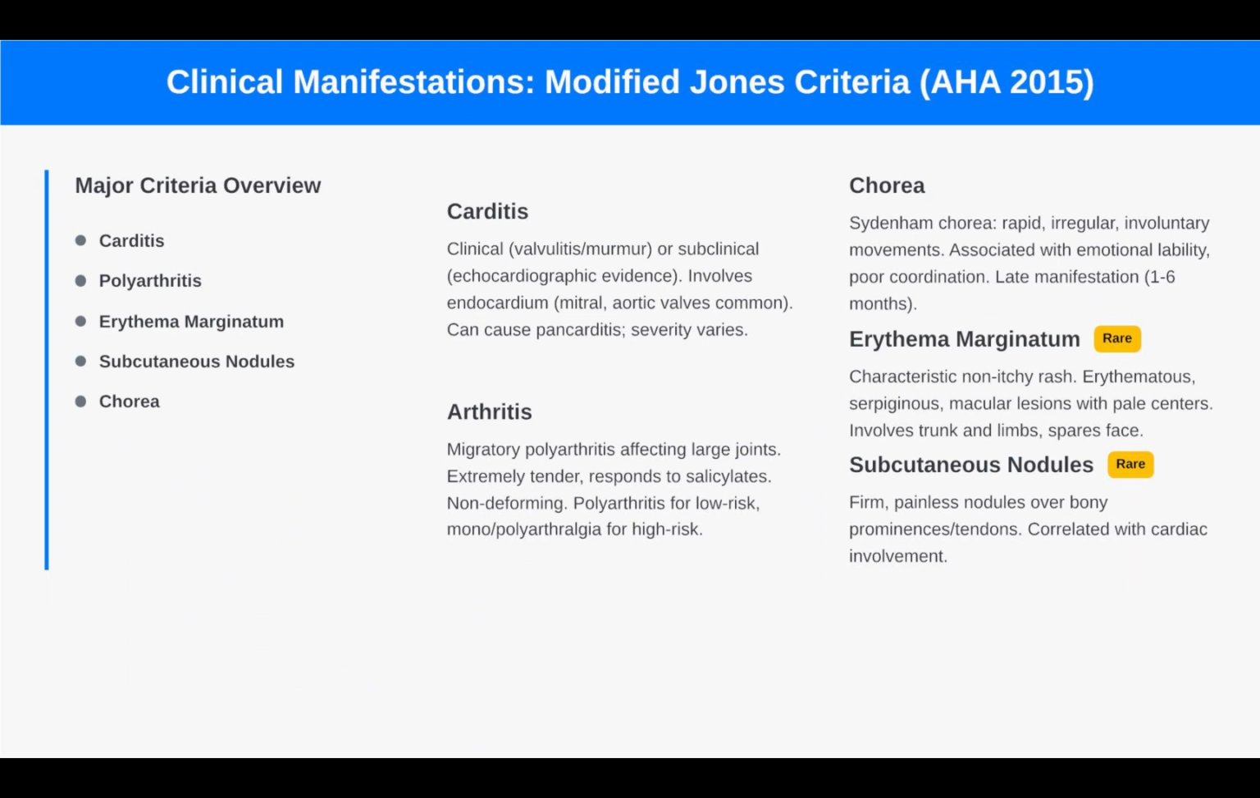This is rarer but a very characteristic rash. The guidelines describe it as erythematous, serpiginous, and macular lesions with pale centers. It's non-pruritic, meaning it doesn't itch, and typically appears on the trunk and extremities, sparing the face. And fifth, subcutaneous nodules. These are also rare, firm nodules along the extensor surfaces of tendons near bony prominences. Their presence is often correlated with cardiac involvement. These five major manifestations are the pillars of our clinical suspicion of acute rheumatic fever.